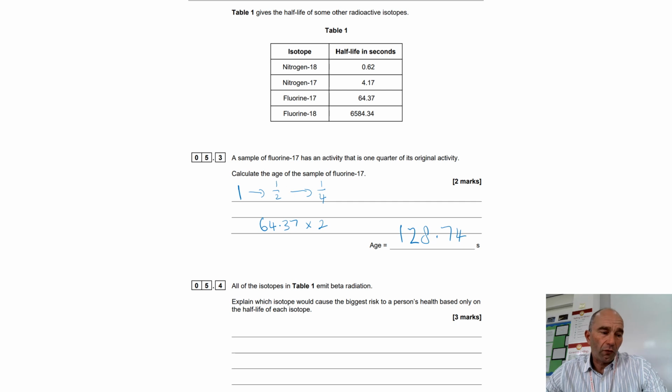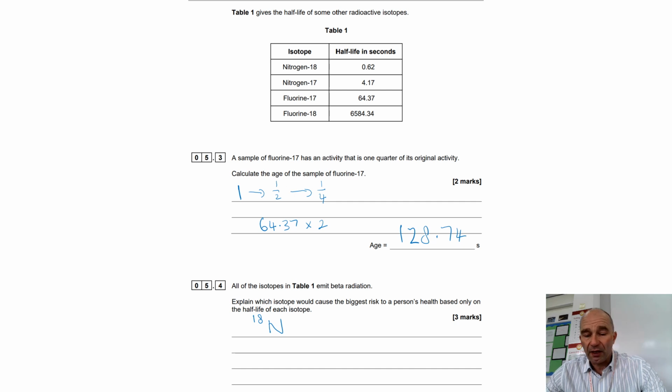Now from past experience, a lot of people would have gone for fluorine-18 because the half-life is very long, and they've got this idea that there's lots of radioactivity being given out. However, because the half-life is very long, it means that the rate at which the radioactivity is given out is actually quite low. So it means that the correct answer is actually nitrogen-18, and it's because it's got the shortest half-life, which means it's got the greatest activity.